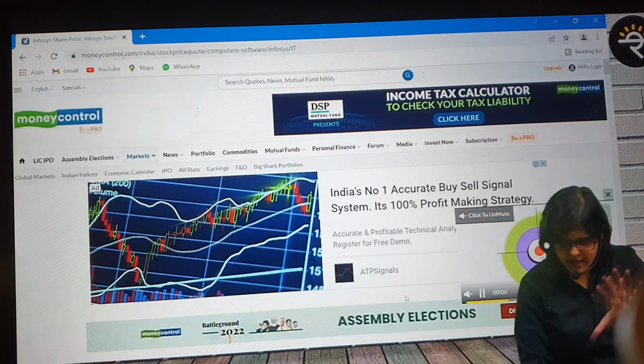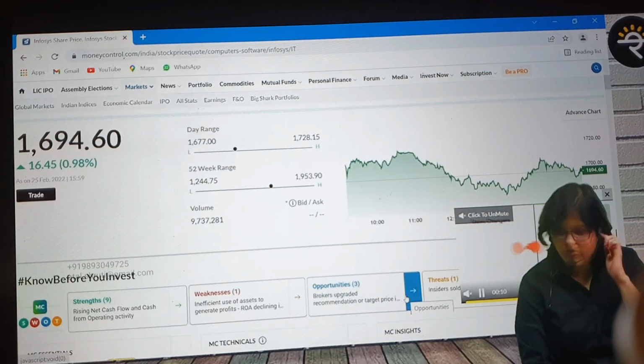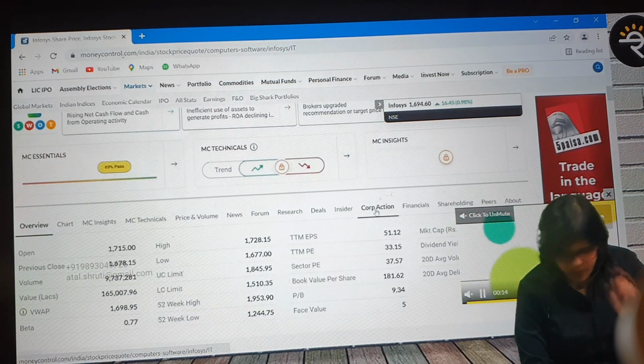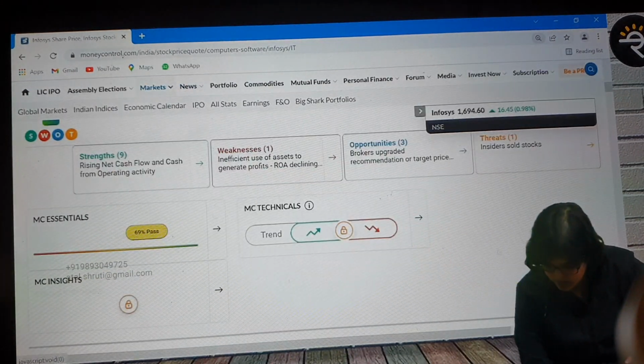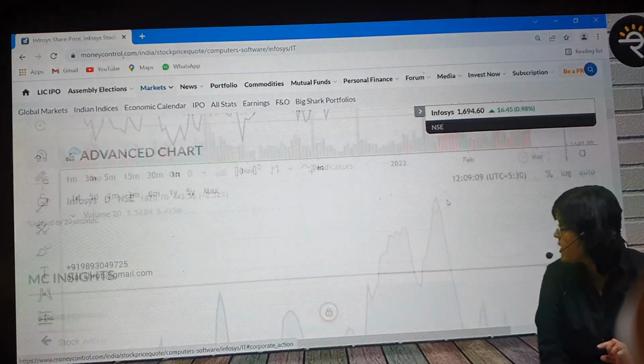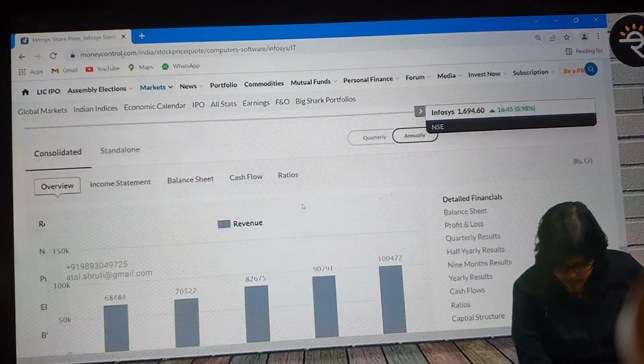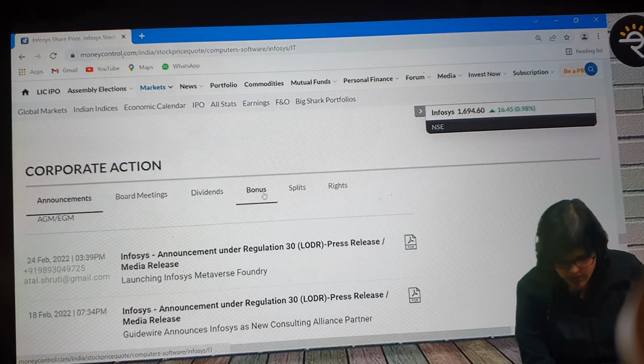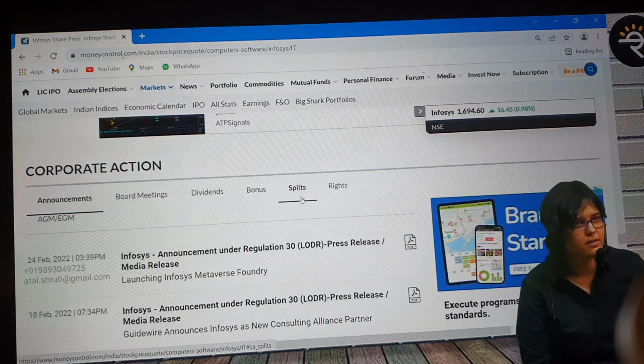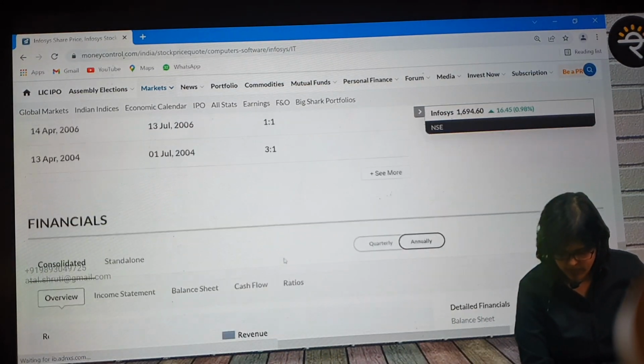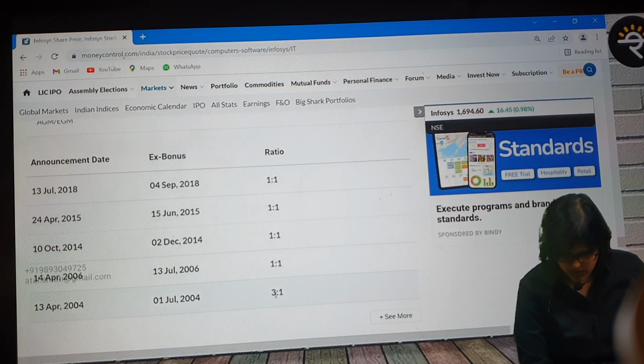Okay, those who are newbies, pay attention. I typed out Infosys and I'm scrolling down. Can you see here? Corporate actions. I'm trying to increase this. It's visible, correct? I'm clicking here and it goes to corporate actions. Here, bonus, split. Same thing practically we are learning. Now first we'll go to bonus.